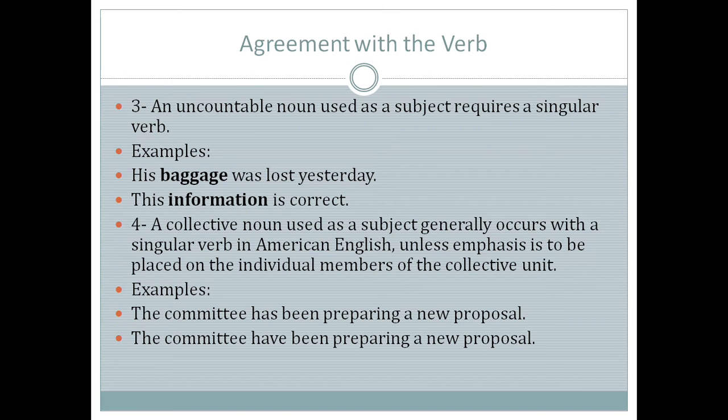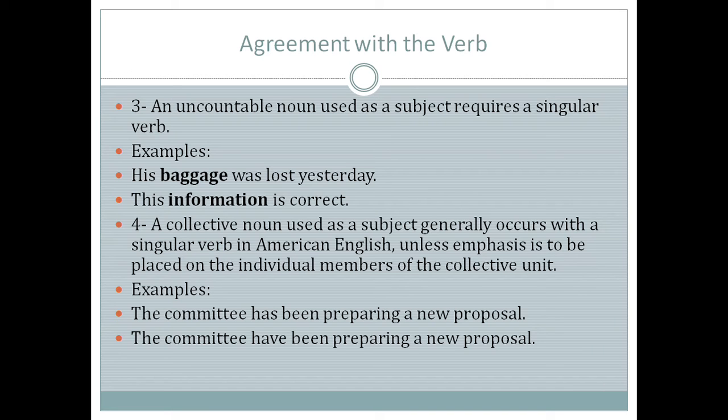Number 3, an uncountable noun used as a subject requires a singular verb. So uncountable nouns take a singular verb. We say water is colorless. For example, money is important to life. Here we have examples. His baggage was lost yesterday. Baggage, luggage, all these words are uncountable, and his luggage takes the singular verb was.